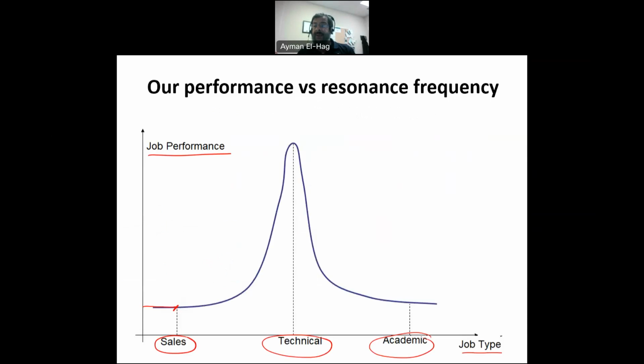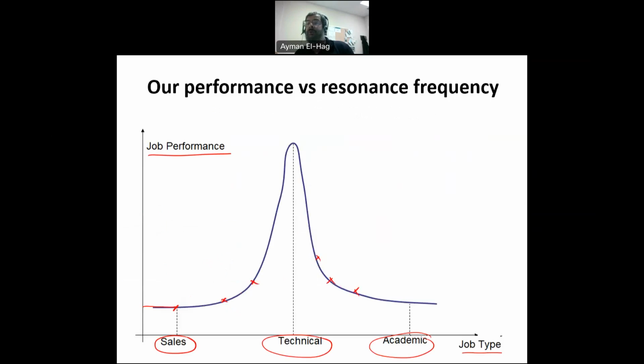Back to this example, that's what you need to do in life. Sometimes the first job you select is your resonance frequency, but this is unlikely, unfortunately. Most of the time, maybe you are here, you are there, you are at different points, so you can make a living. That's okay, but you are not enjoying. That's not your resonance frequency.